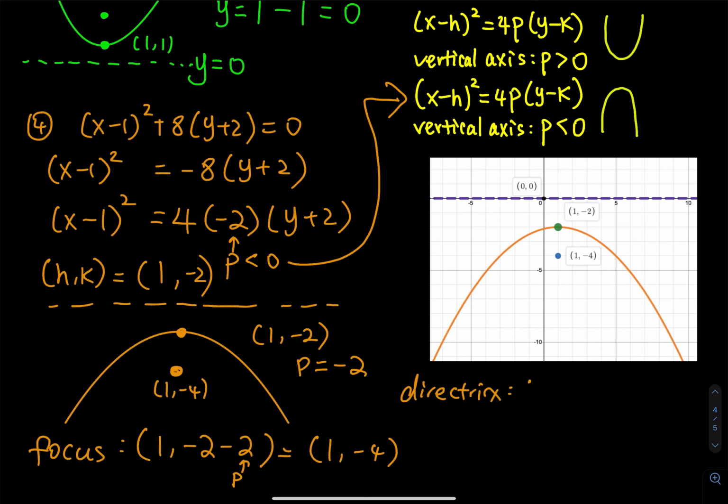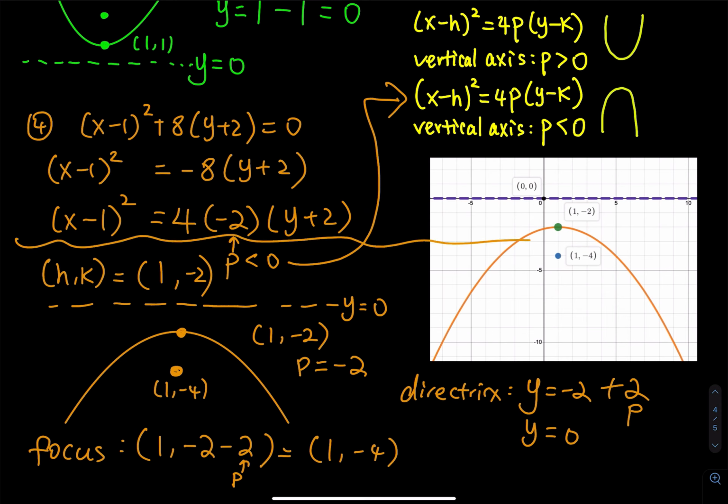2 units up, which is y equals what? Y equals negative 2 is the current position of the vertex, and then you have to go 2 units up, and you add 2. This is p, and then y is equal to 0. So we have the directrix, the focus, and the vertex, and we also have the standard equation right over here. So this problem is done, and that is also the end of this video.